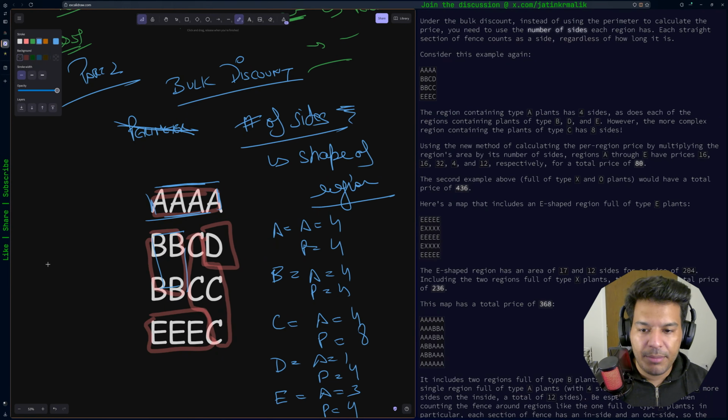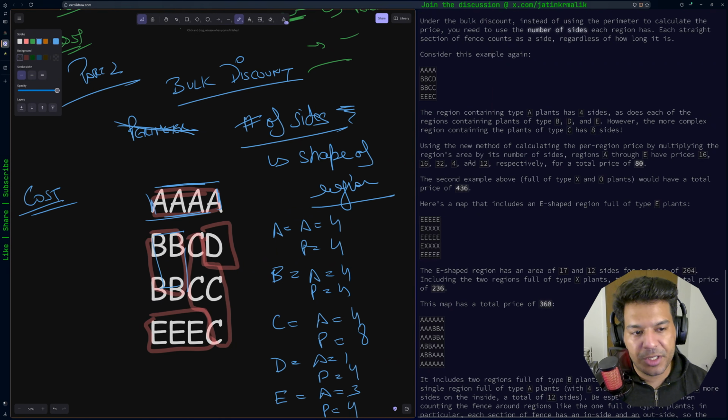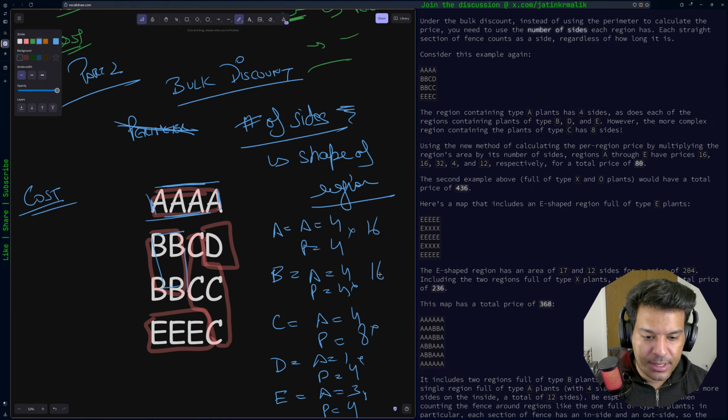Yeah, and the method of calculating cost is probably still the same. So let's read that. Using the new method of calculating per region price by multiplying the region's area by its number of sides, the regions A through E have prices. So we are calculating the prices by multiplying these. So 4 into 4, 16, 16, 32, 4, 12. And if you do a total sum of it, the total cost now comes to be 80 for this.